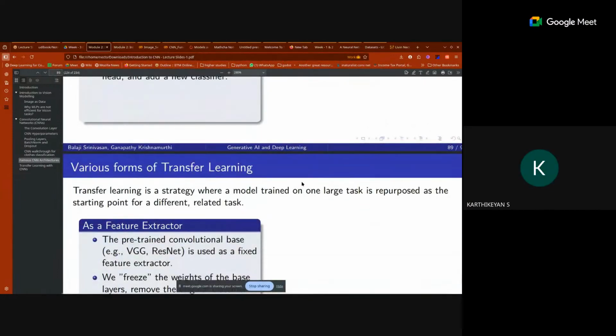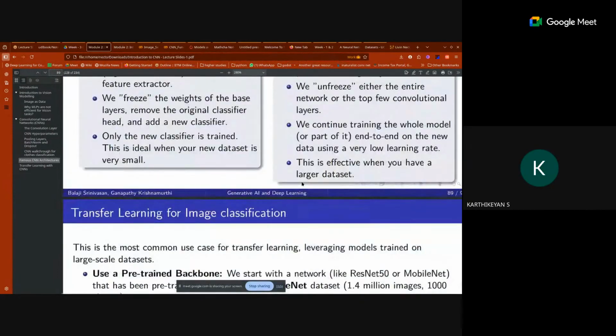Is this transfer learning only for CNNs, for image classification only, or any other? For LLMs we can use this methodology too. For all neural network architectures, you can use transfer learning and fine tuning, and LLMs can also be fine tuned. Since the architecture is different, the fine tuning methodology will be different. But the concept remains the same.